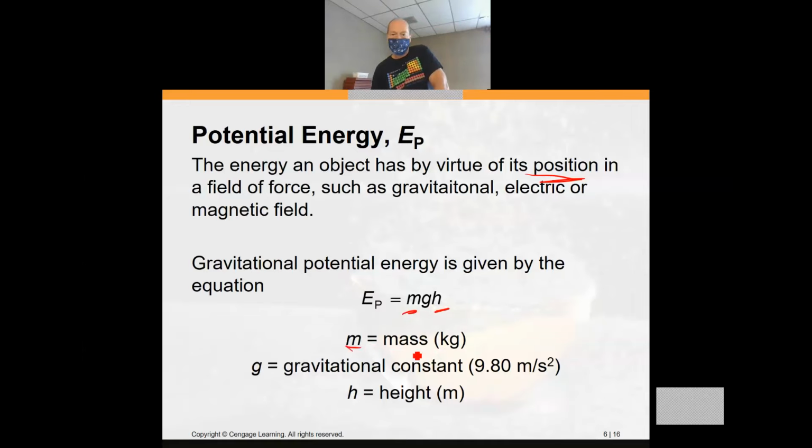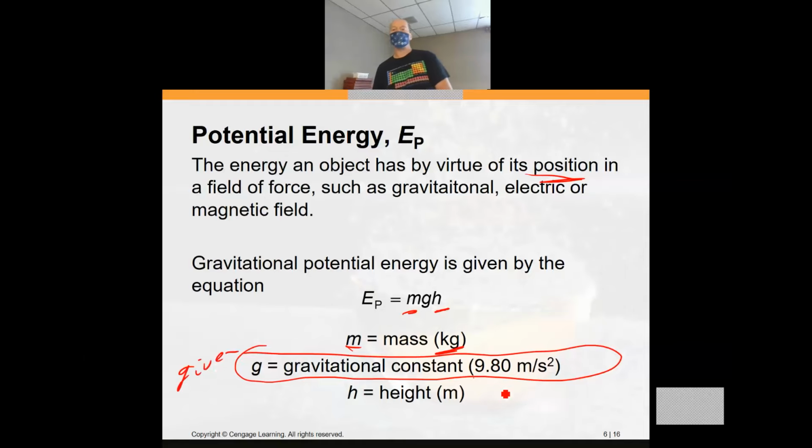And so m is your mass. Again, SI units, it has to be in kilograms. The gravitational constant is going to be given to you. You don't have to memorize the acceleration due to gravity. That is going to be given: 9.80 meters per second squared. And then your height has to be in the SI unit of meters. So the mass may be given in any units, you have to convert it to kilograms. Height can be in any units, you have to convert it to meters. Gravity is going to be given to you in the correct units.